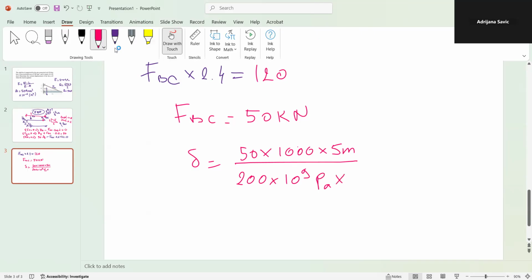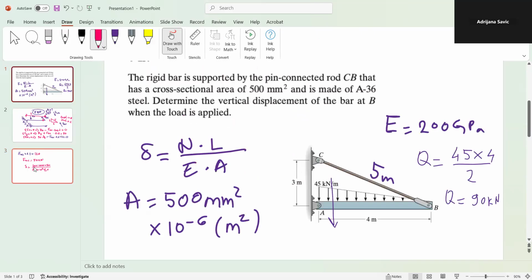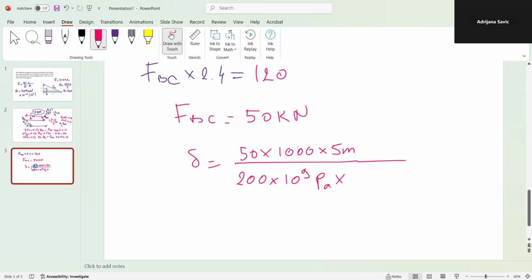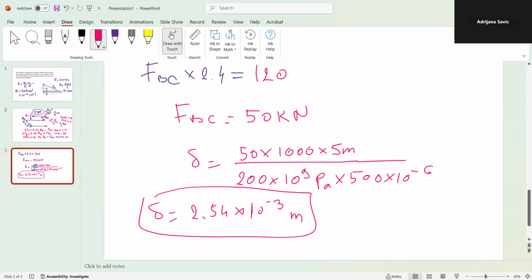And times area, which is 500 millimeters squared. In order to get meters, we multiply by 10 to the minus 6. So these are all knowns now. What we need to do is only calculate the value, and I think that it is 2.54 times 10 to the minus 3 meter. So this will be the value of the displacement at point B.